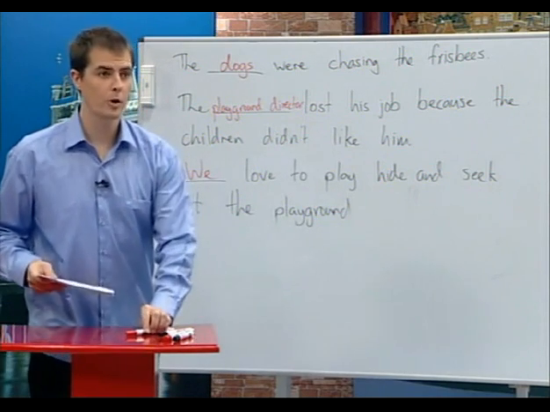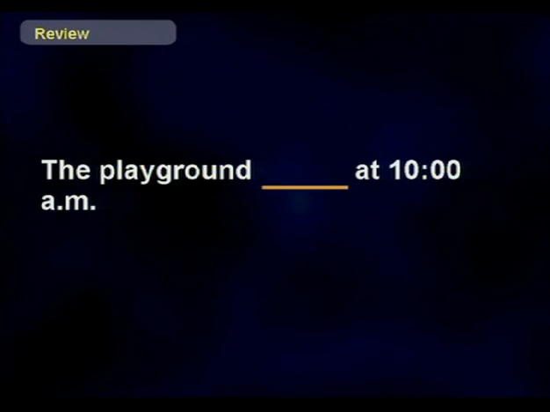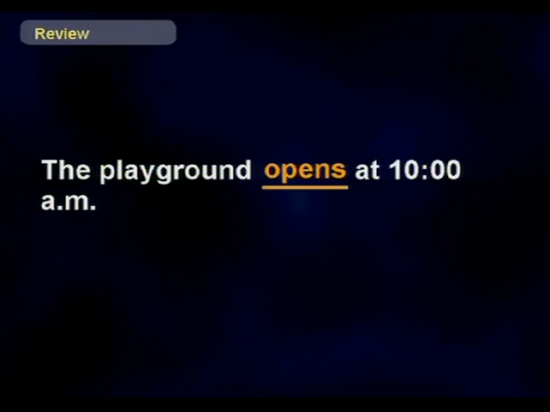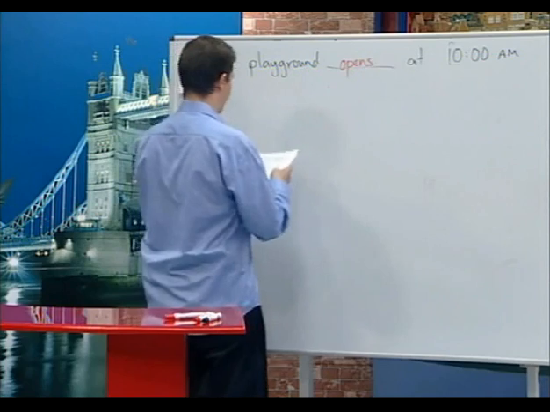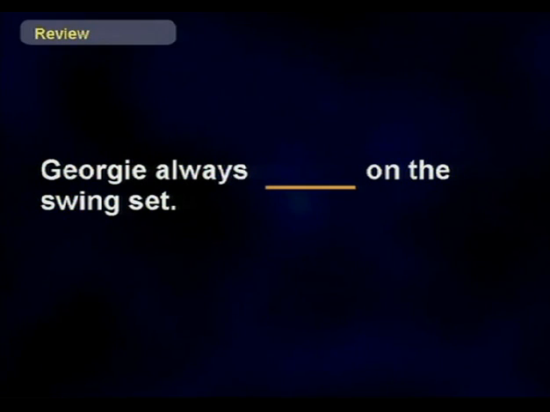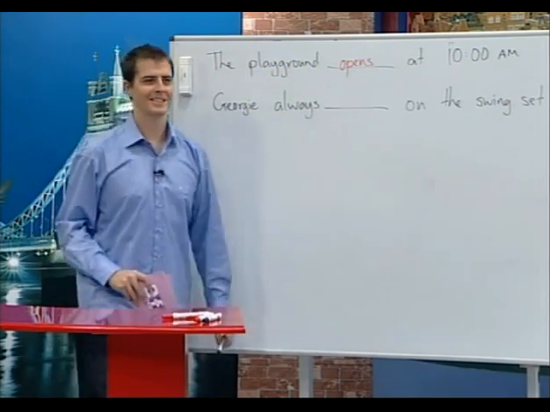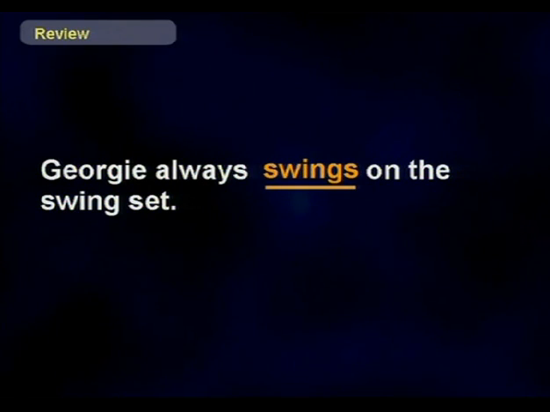Now, let's put verbs. The playground, something at 10 a.m. The playground opens at 10 a.m. Good. Monica, do this one, please. Georgie, always something on the swing set. Georgie always swings on the swing set.